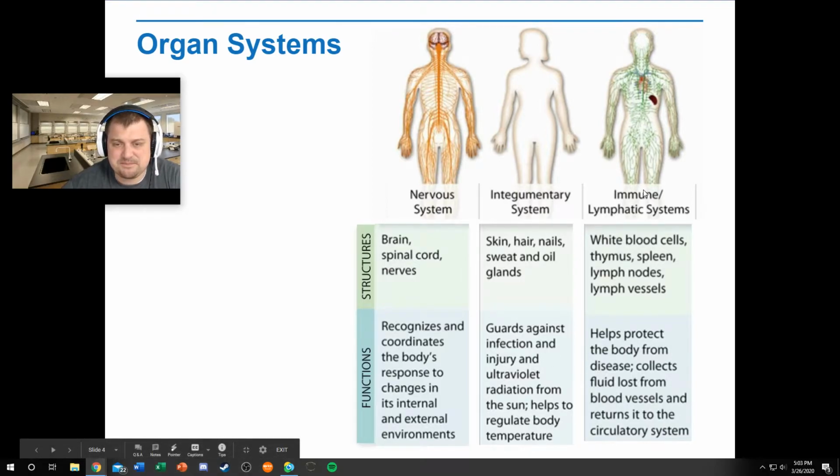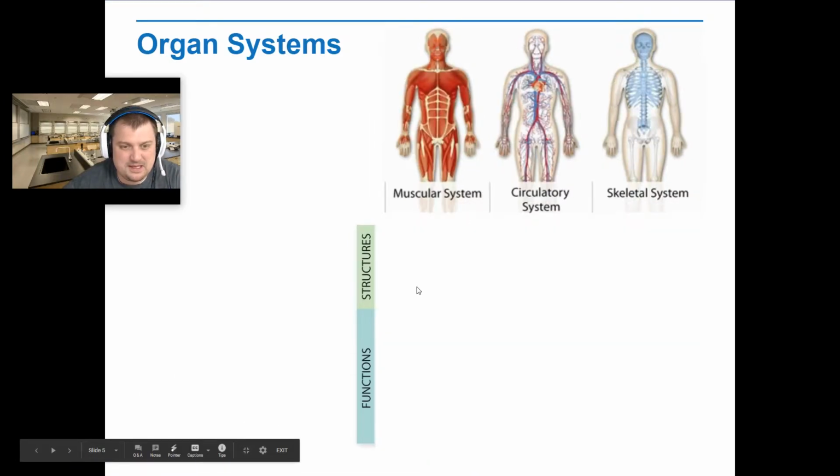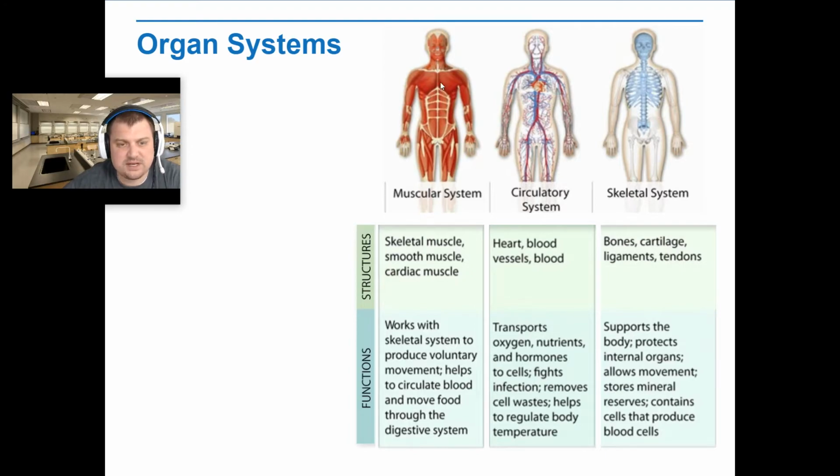But anyways, yeah. How does the immune system, very similar to the nervous system, how does it help in protecting the body against diseases? And the coronavirus. Okay. Here's some other ones. So we have the muscular system, we have the circulatory system, skeletal system. All right, same thing. Think about that.